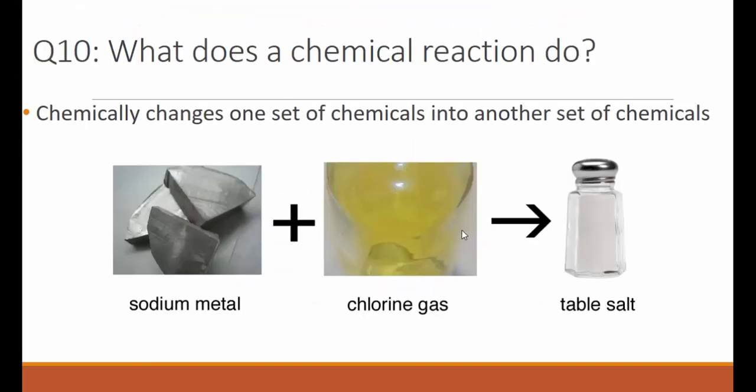Number 10, so what does a chemical reaction do? We talked about a chemical reaction. What does it do? Well, it chemically changes one set of chemicals into another set of chemicals. Here we have sodium, and we watched a video at the beginning of the year where students dropped it into a beaker, it caught on fire, and then exploded. Seems pretty dangerous. Well, it doesn't seem dangerous. It is dangerous. Chlorine gas will kill you. So here we have two dangerous items, but when they're chemically combined together, they become stable, and it makes table salt. So it becomes stable and makes table salt, and we have a chemical reaction here. They have chemically combined and turned to a different set of chemicals.